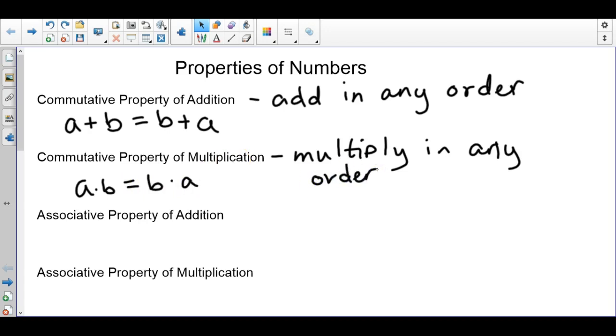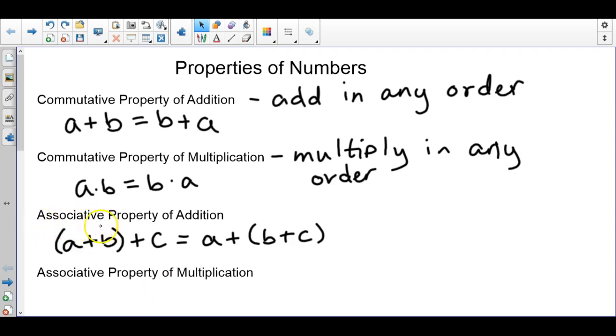The associative property of addition is A plus B plus C is the same as A plus B plus C, grouped differently. So you could either do the first two or the last two, and whatever order you choose to do that in, it will still come out as the same thing.